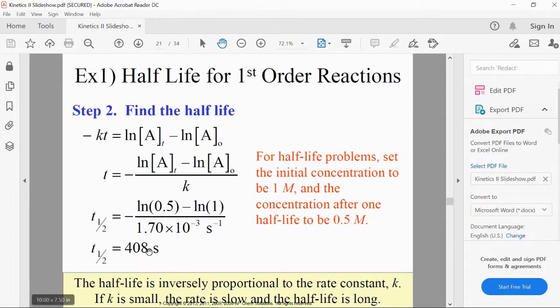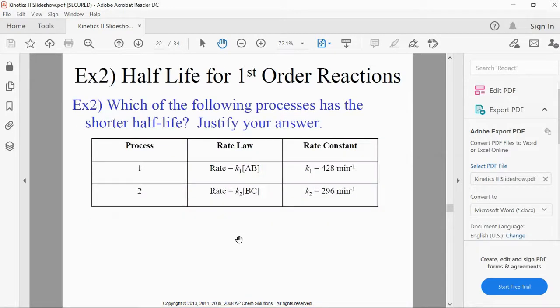So down here is kind of an interesting thing that you should take note of. Half-life is inversely proportional to the rate constant K. So if K is small, that means the rate is slow and the half-life would be long. If a reaction is changing at a slow rate, that means it takes a long time for it to reduce by half. So you could be asked to compare some data like this.